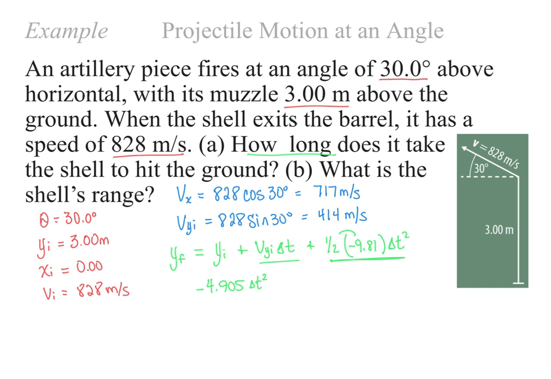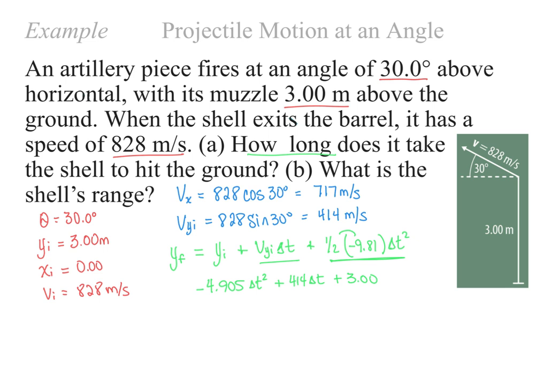Then I'm going to write that middle term. Initial velocity I've already calculated. Initial velocity of y was that 414 times my time. And my initial position, well, I've already figured that out too. They gave it to me. That is that 3 meters. That should look like ax squared plus bx plus c.